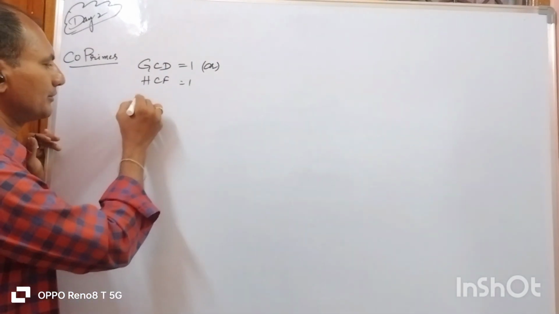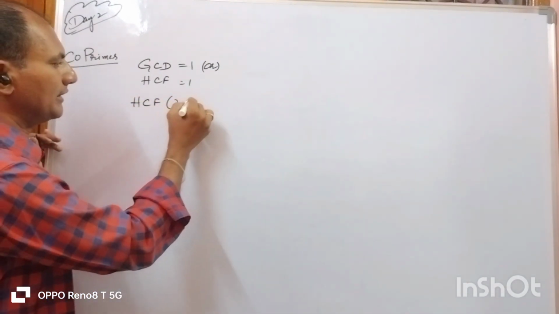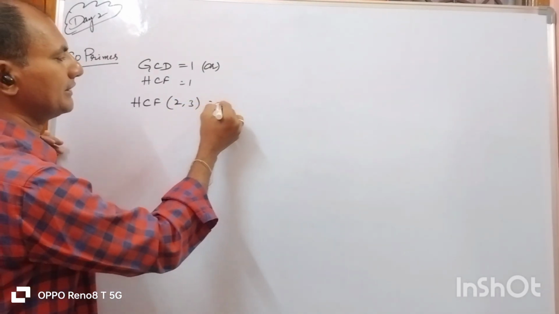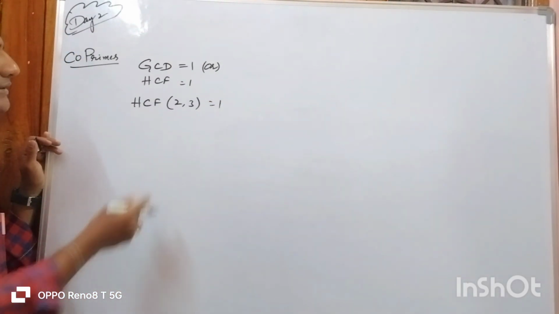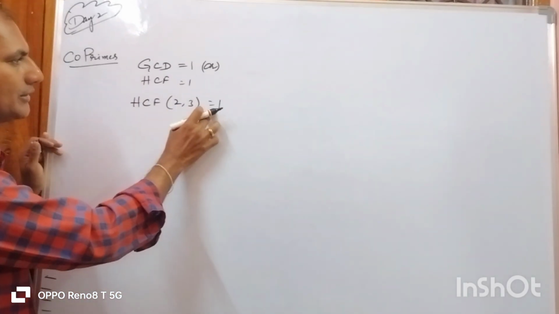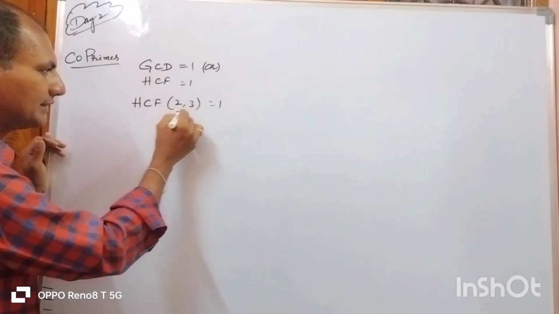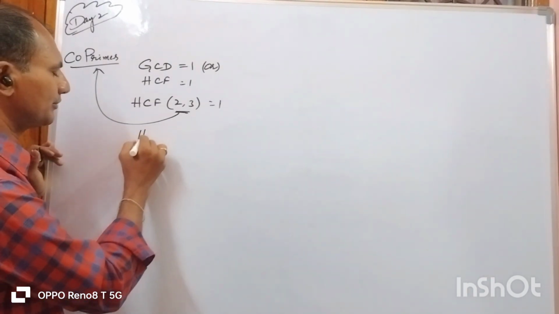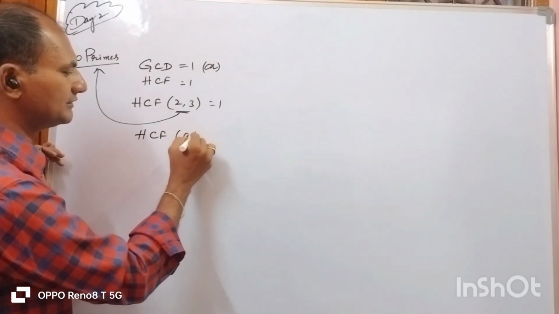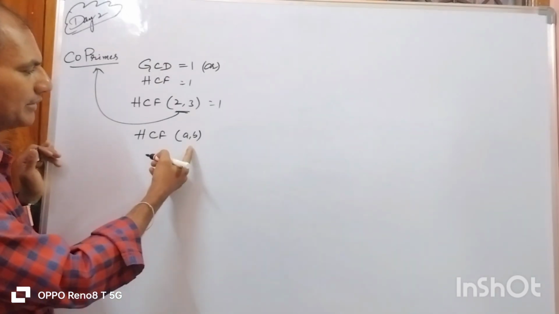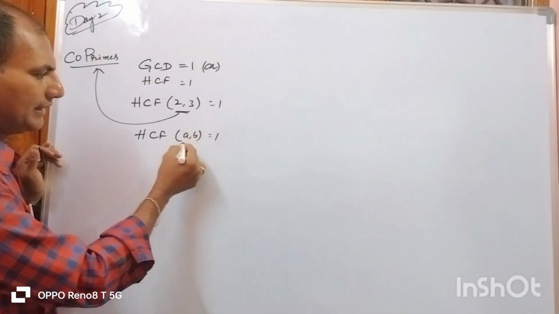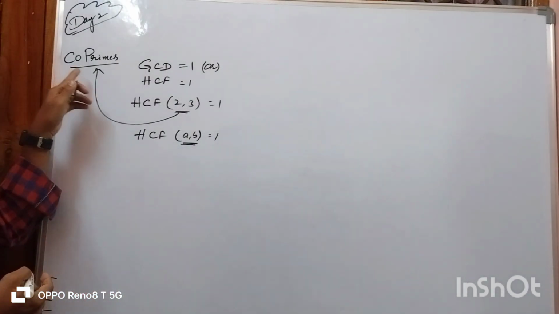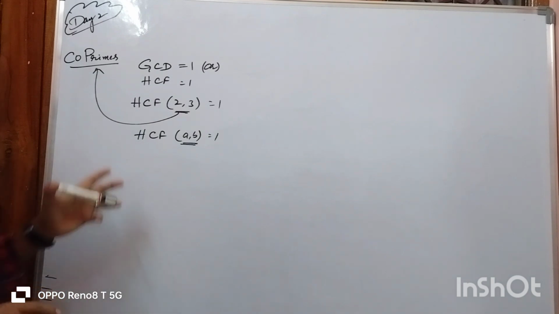Suppose HCF of 2, 3. No common factor, so that is 1. The HCF of 2 and 3 is 1. So these 2 and 3 are co-primes. Not only 2 and 3, you can take any example. Suppose the HCF of A, B, generally we can write, is 1. Then A and B are co-primes. This is the small definition of co-primes and what is rational and what is irrational.